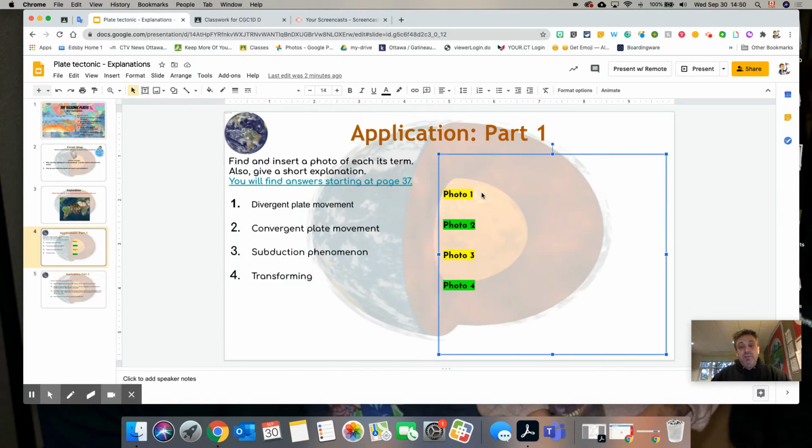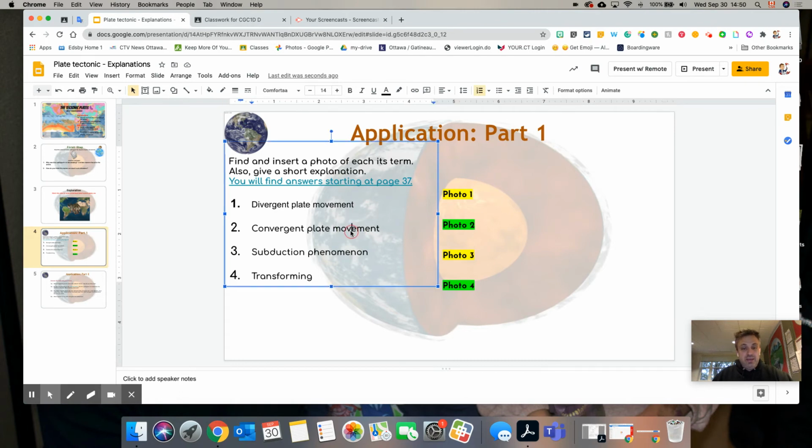Then I want you to go find pictures and insert pictures of what these look like. It's super interesting. If we're going to talk about divergent plate movement, what does that look like? Go find a photo that shows what that divergent plate movement is. Okay, like a real life photo. That'll be quite interesting to see. So go find a real life photo that'll explain that.